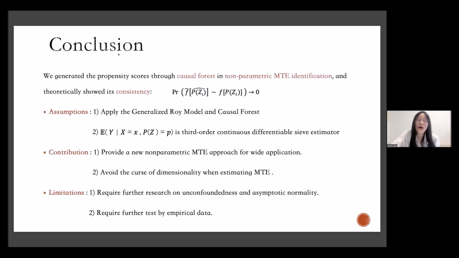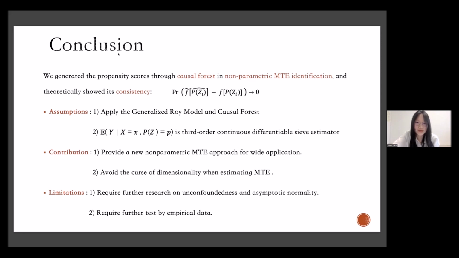And to conclude, this research focused on non-parametric MTE modeling with causal forest with reliable consistency. And to confirm consistency, we made two assumptions. First, we assumed that our dataset satisfied the basic assumptions of the generalized Roy model and the causal forest. For instance, we assumed that the error terms in the Roy model are independent, even conditioning on the observables. We also assumed that the causal forest is honest, etc.